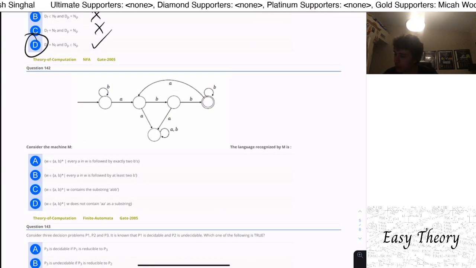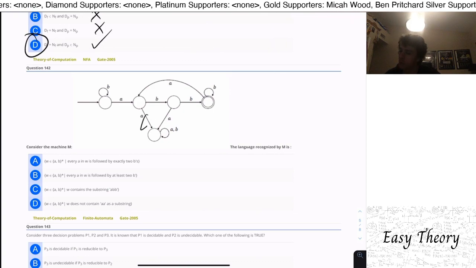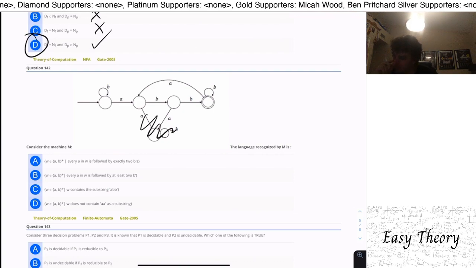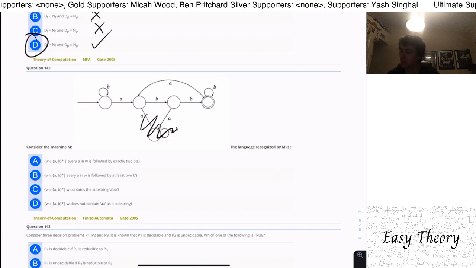Got a machine M here. The language recognized by M is... So we can forget about this state. So it must end in ABB, I think. Or it contains this... No, it ends with two B's.